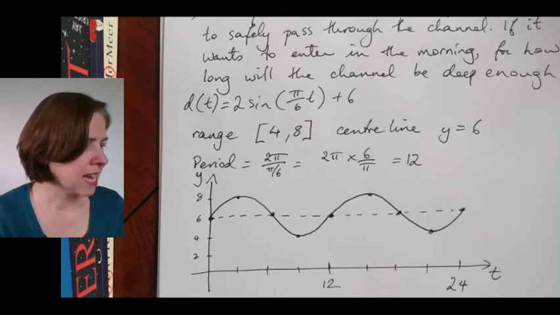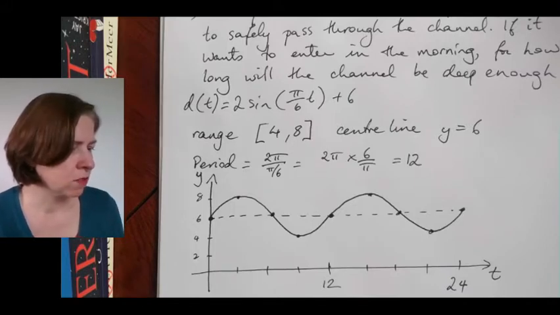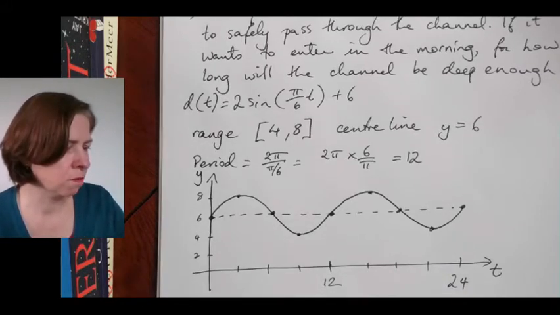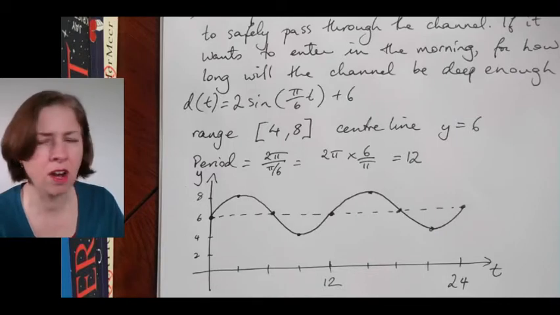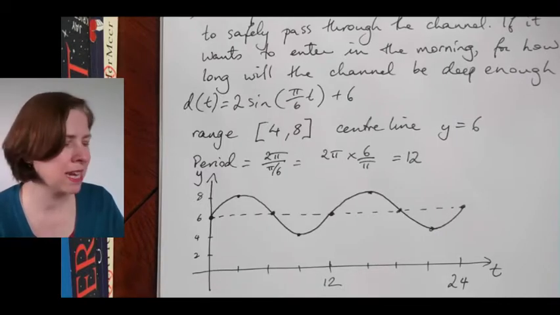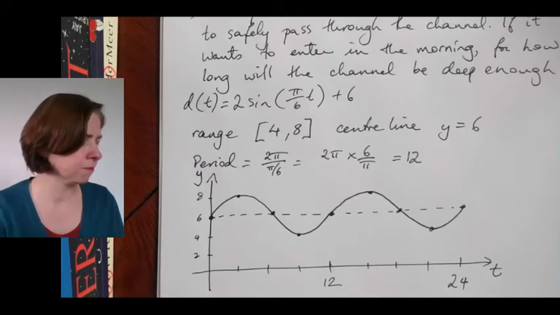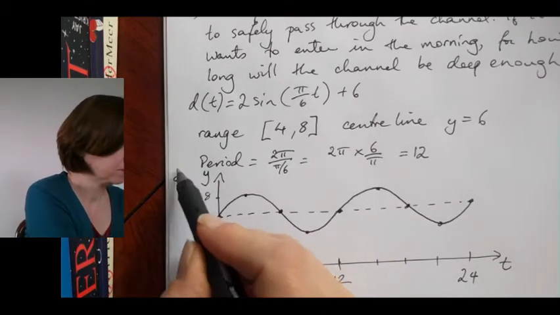All right, so that's A, sketch the graph of y equals d of t, and I've done it for the domain of 0 to 24, which gives me 2 complete cycles. Now I need to find the depth of the channel and the time of day at high tide. I can do that quite easily by using my graph. So this is the answer to A.